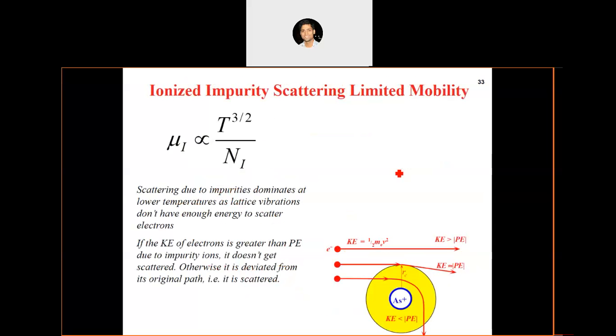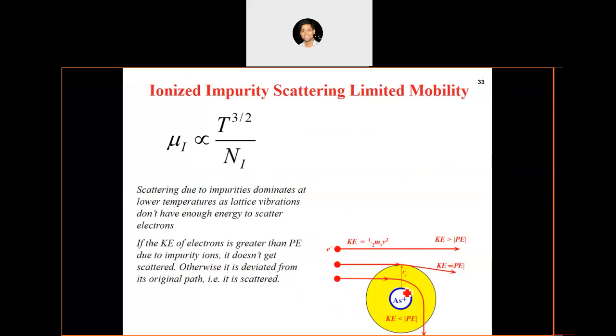Another type of scattering is impurity scattering, right? The impurity atoms. In case of semiconductors, the impurities will be nothing but the dopants, right? The doping which we are doing for N-type and P-type semiconductors, those will also act as scattering centers. So the charge carriers will be scattered by these impurities.